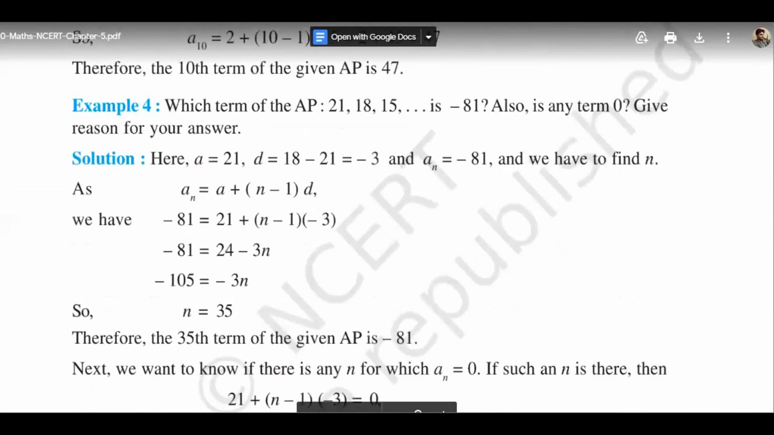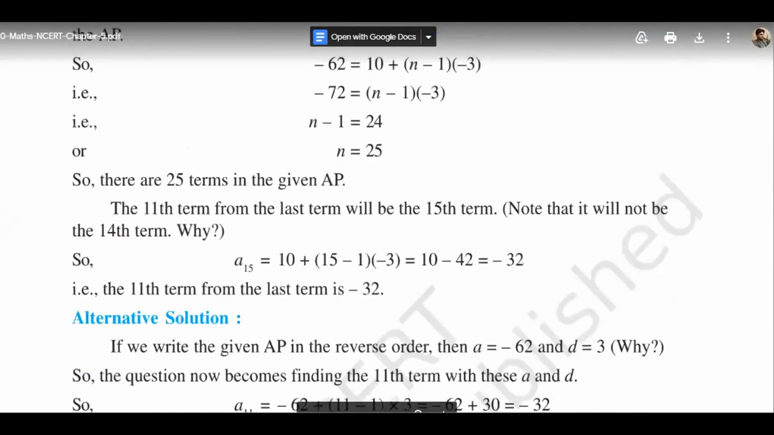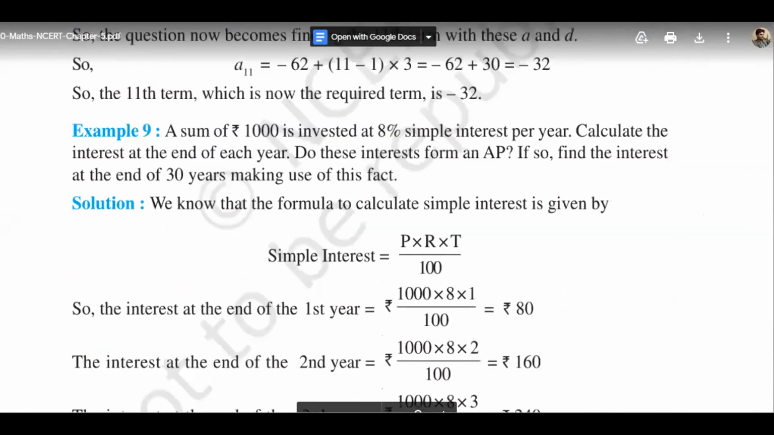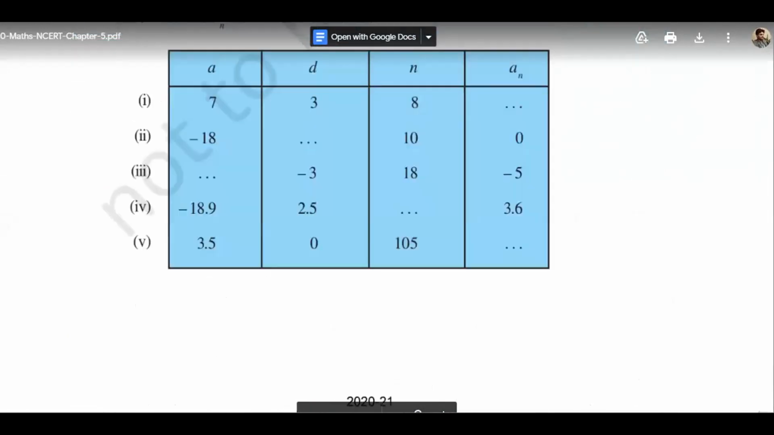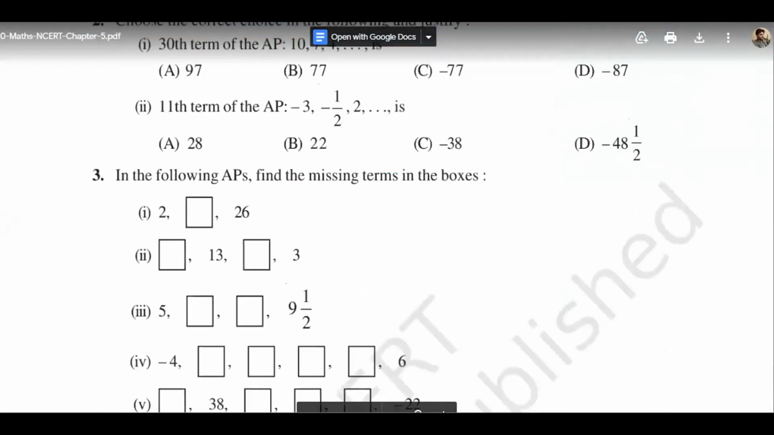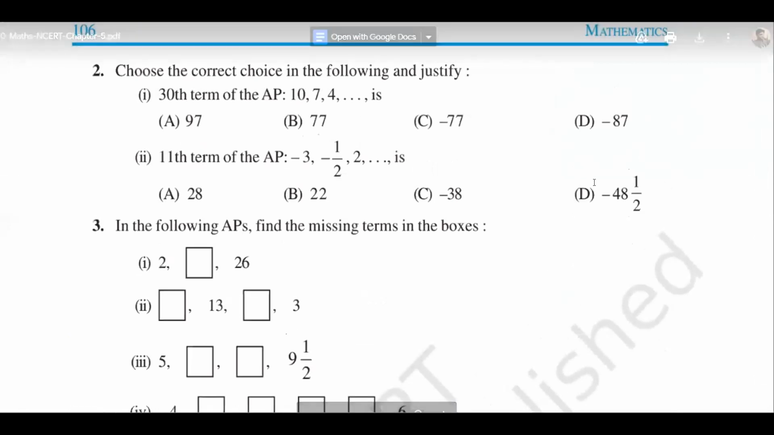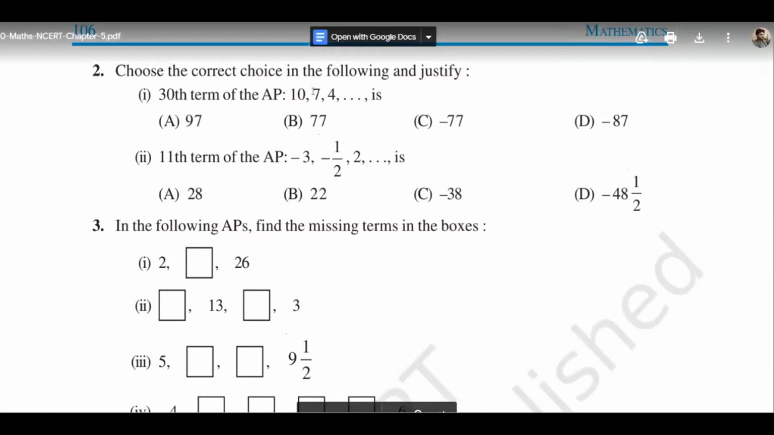So here are some questions that we need to start with, the other exercise today. Yesterday we did an exercise. Let's do the next one. So here we need to do this question today. Do question number 2. Choose the correct choice and justify. 30th term of an AP. What would be the 30th term for this AP? Calculate by using the formula that we have studied in the previous class, that is an is equals to a plus n minus 1 into d. So calculate it with the help of this formula.